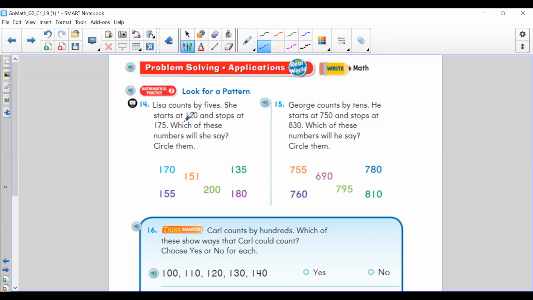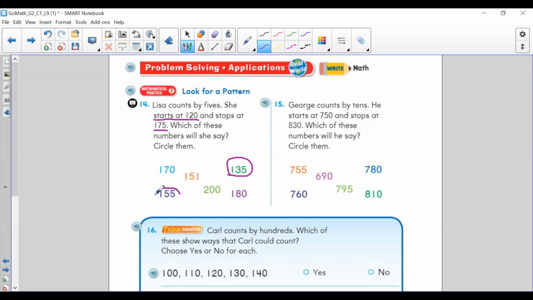Okay, so if we start at 120 and we stop at 175 and we don't say any more. Okay, so if you see one, we'll circle it as we say it. Okay, 120, 125, 130, 135. Oh, there it is. 140, 145, 150. Well, that one's close, but it's not 150.